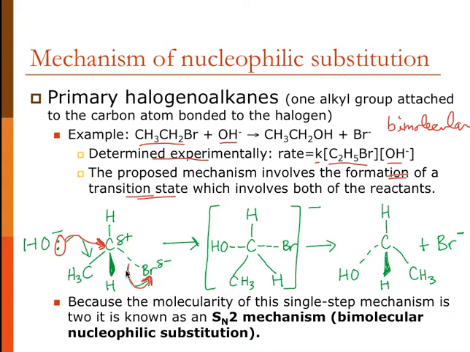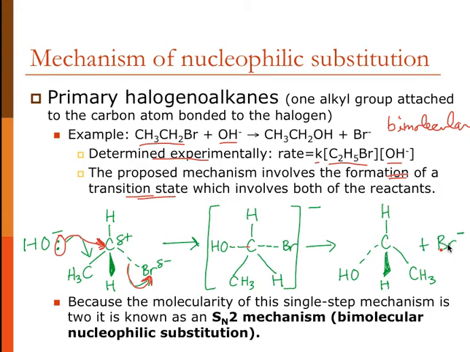This reaction forms an intermediate or a transition state where I have the hydroxide bonded and the bromide ion bonded. Everything else kind of just hangs out there. It has a negative charge for this transition state. When the reaction is complete, my hydroxyl group has taken the place of this bromine.